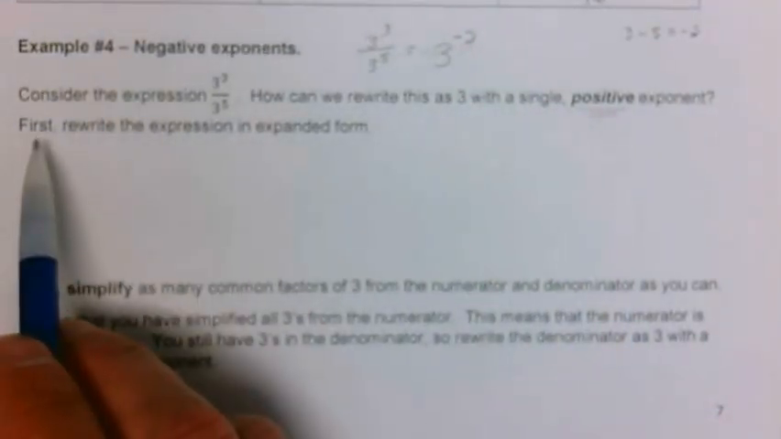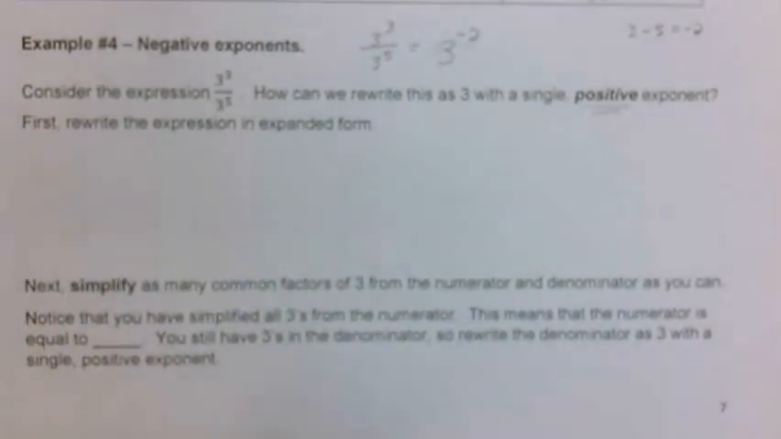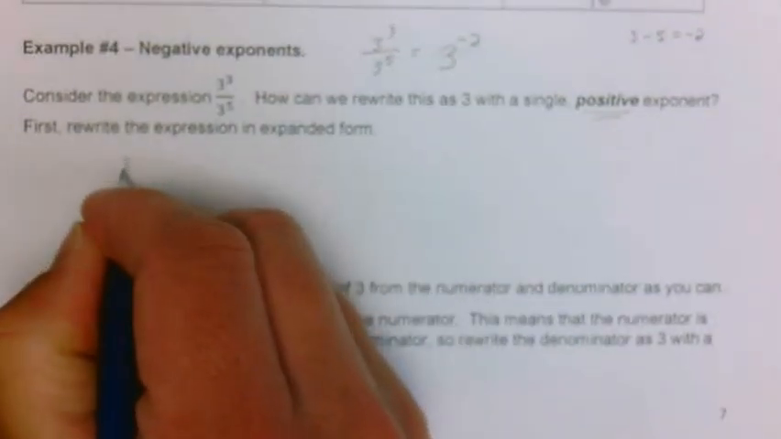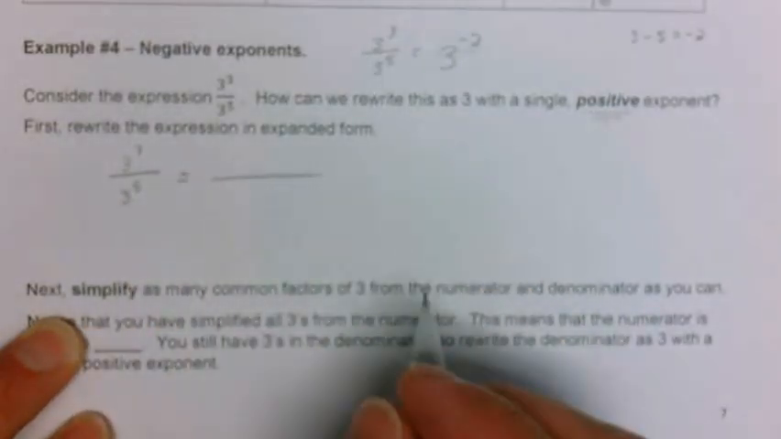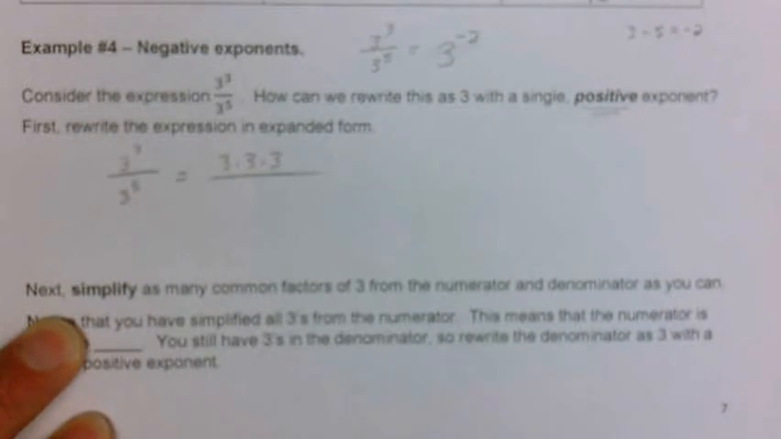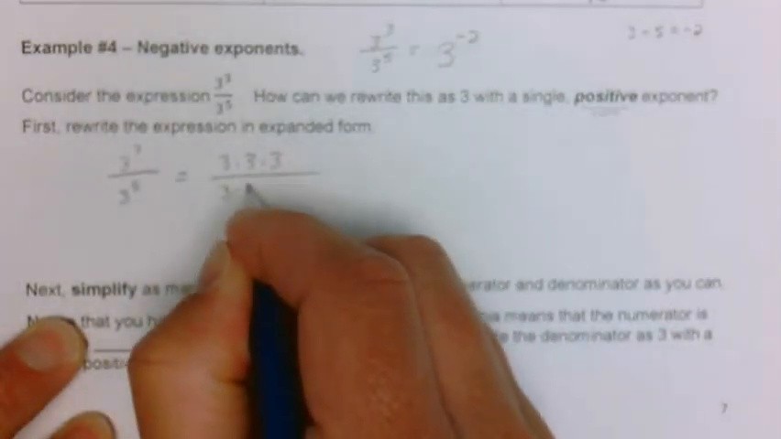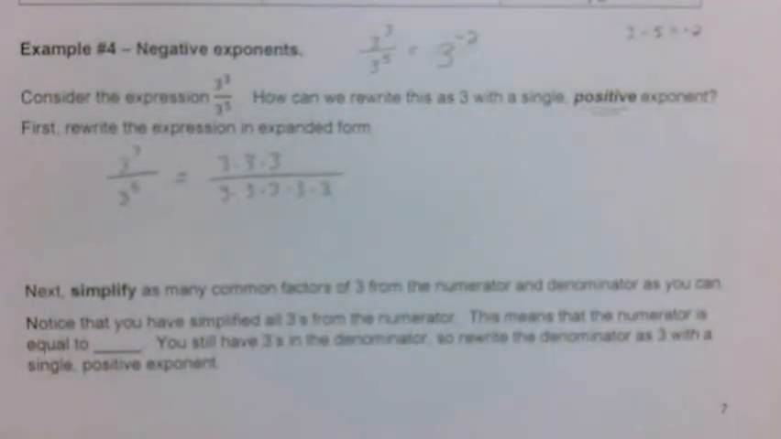So what we're going to do, similar to an example that we did previously, is rewrite this expression in expanded form. We have 3 to the third power divided by 3 to the fifth power. That means in the numerator, I'm going to have 3 times 3 times 3, and in the denominator, I'm going to have 3 times 3 times 3 times 3 times 3. So there's what our expression looks like in expanded form. Now we're going to simplify as many common factors of 3 from the numerator and denominator as we can.